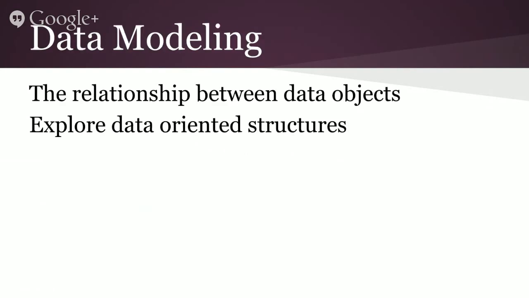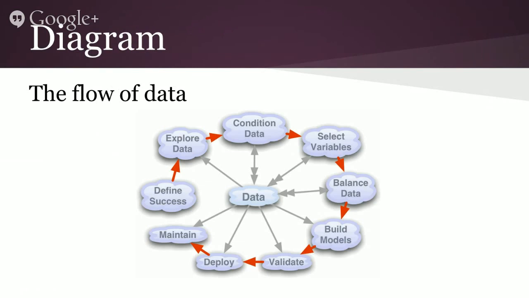Data modeling is the act of exploring data-oriented structures. It can be used for a variety of different purposes that range from high-level conceptual models to physical data models. It allows us to analyze the relationship among data objects and explore data-oriented structures. The flow of data is like a diagram or a chart that shows the relationships between data.